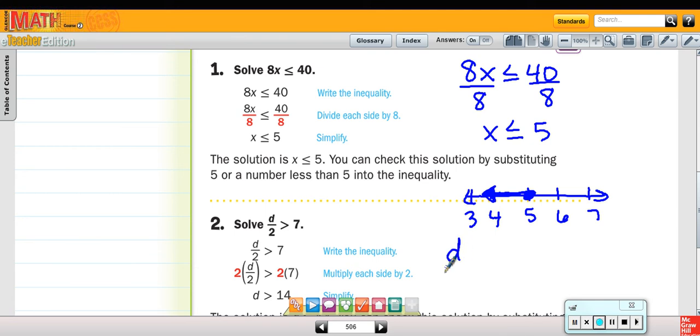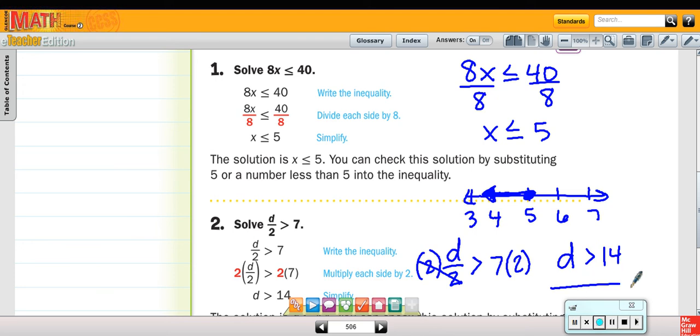Number 2, very similar. D divided by 2 is greater than 7. I would have to multiply both sides by 2 to get my variable alone. Those would make a 1, so I'm left with just D is greater than 14. So if I graph that, there's my 14, 15, 16, 13, and 12. It's an open dot because it's not equal to, and it's all the values greater than 14.